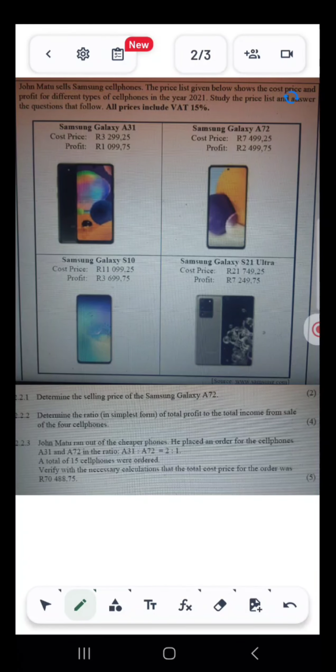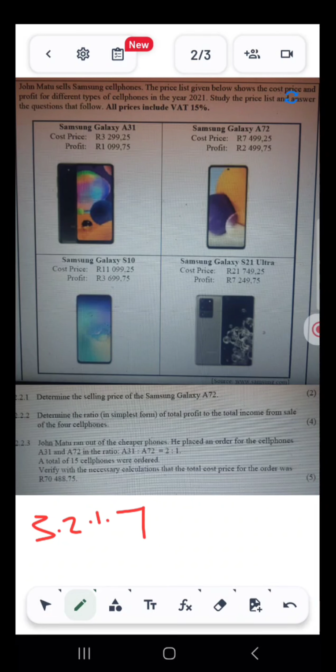Okay. Now, the first question says, determine the selling price of the Samsung Galaxy A72. So we are supposed to determine its selling price. Selling price is simple. The cost price plus profit is the selling price. So, 3.2.1.